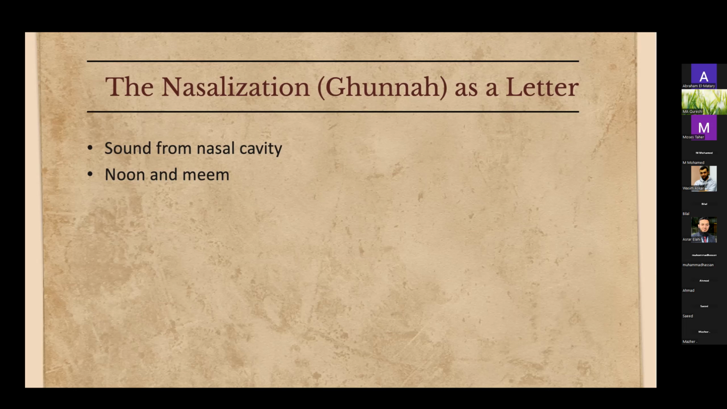Ghunna basically is like, think of it as a small noon. Part of it comes from the nose, and part of it comes, obviously, from the makhraj, the nah. This will get covered in detail, inshallah.